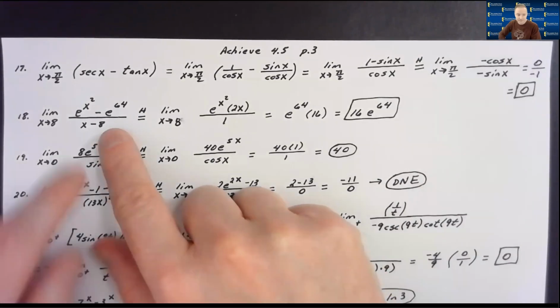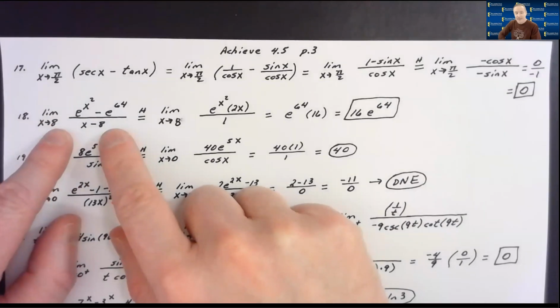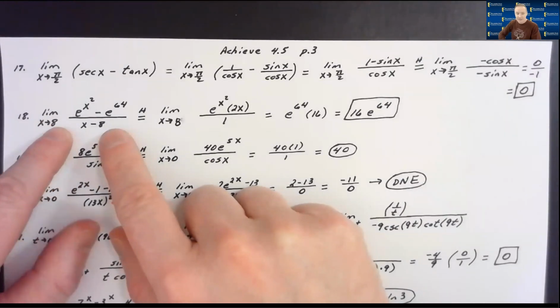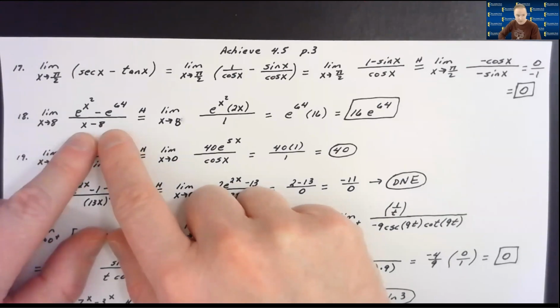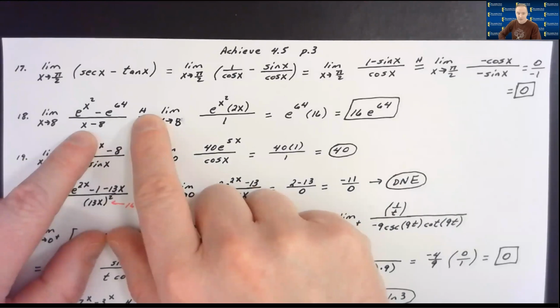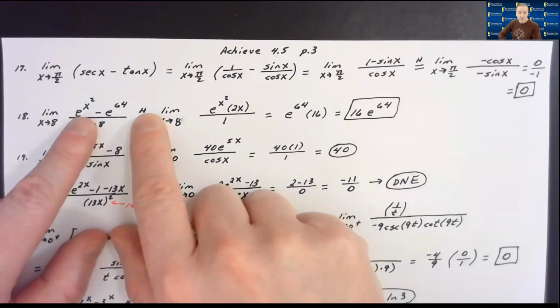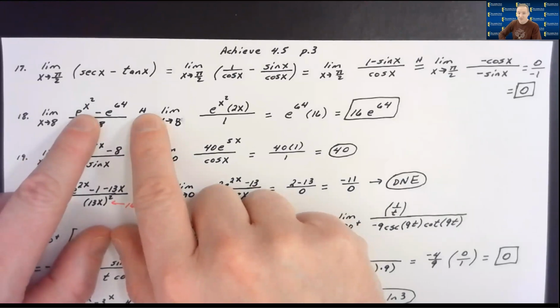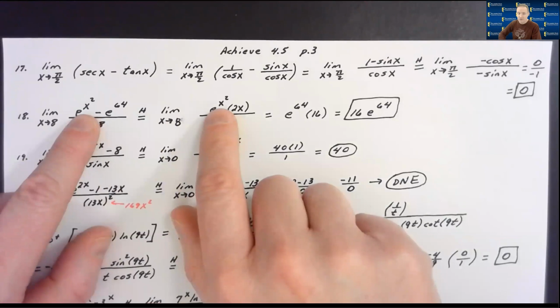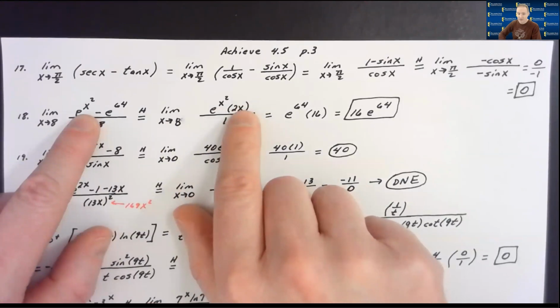Now, for 18, we have the limit as x approaches 8 of e to the x squared minus e to the 64 over x minus 8. So when I try to plug in an 8 into this, I'd say, well, your numerator would be e to the 64 minus e to the 64. Your denominator would be 8 minus 8. So I use L'Hopital to evaluate. When I use L'Hopital, I have to remember the derivative of every single exponential function in existence is that exponential function times the derivative of its exponent.